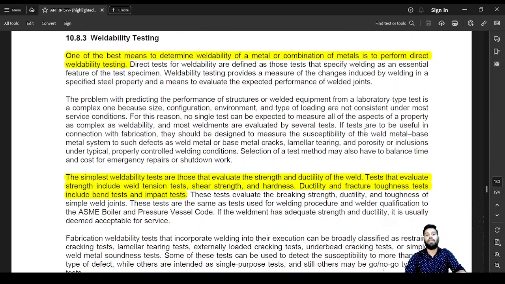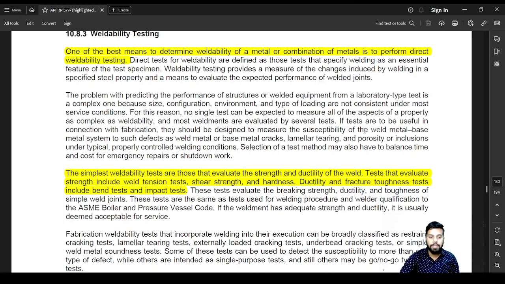Weldability testing. One of the best means to determine the weldability of a metal or a combination of metals is to perform a direct weldability test. The simplest weldability tests are those that evaluate the strength and ductility of the weld. The tests that evaluate strength include the weld tension test, shear stress, and hardness. Ductility and fracture toughness are evaluated by the bend test and impact test.